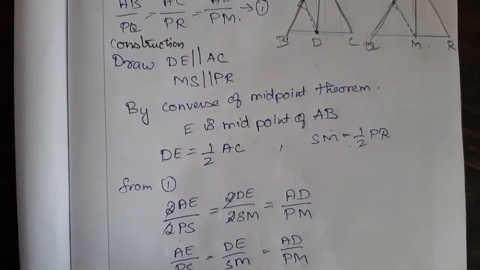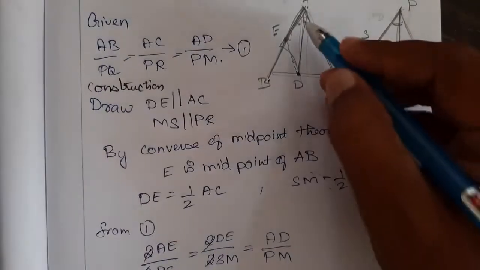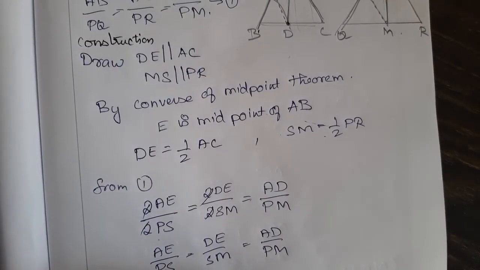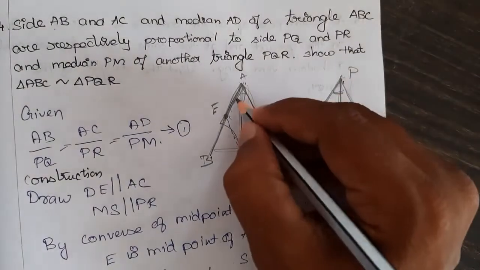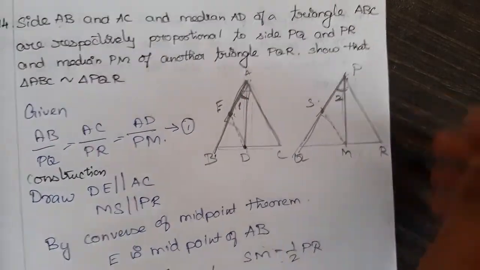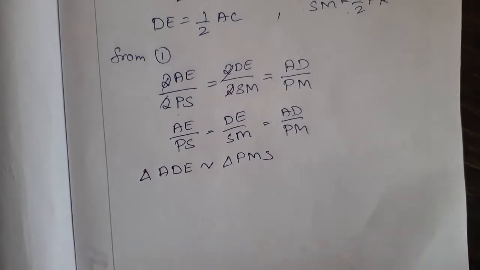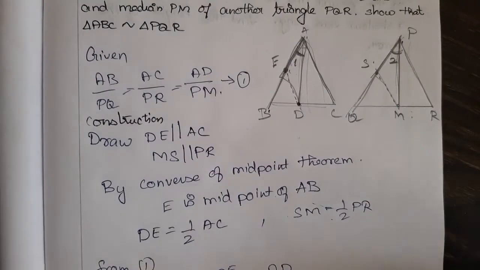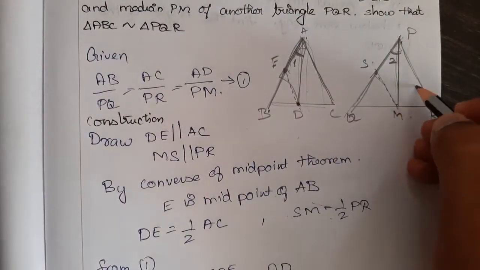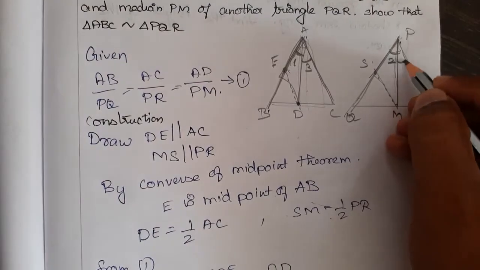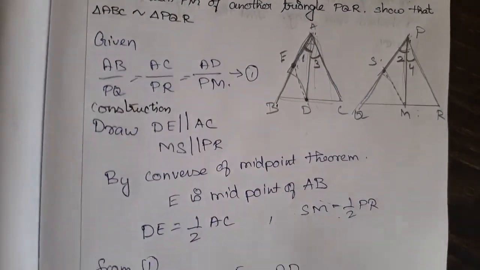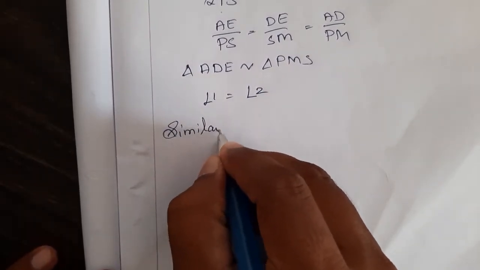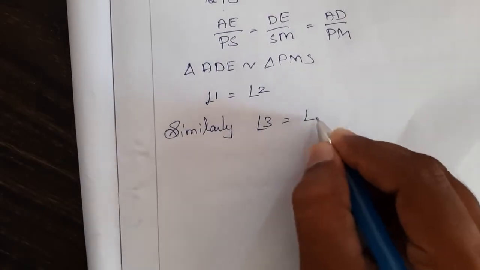So triangle ADE is similar to triangle PMS. Let me say this angle as 1 and this as 2. So from this we can say that angle 1 is equal to angle 2, right? Similarly we can draw here and prove that. Let me consider 3 and 4. Similarly we can prove that. We need not do the steps, we can just say that similarly angle 3 is equal to angle 4.